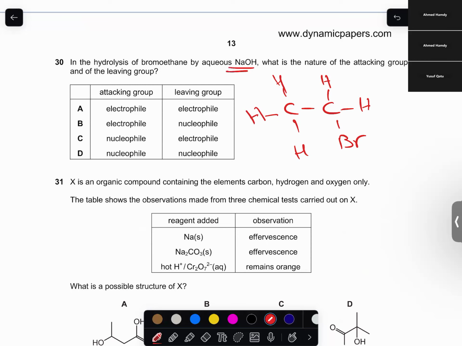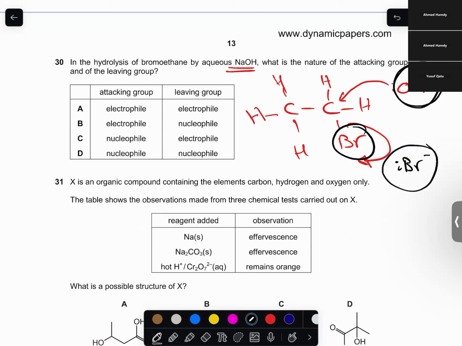Bromo by aqueous NaOH. Aqueous NaOH introduces OH to the group, so it will attack this one, and this one will be eliminated. What is the nature of the attacking group and the leaving group? The attacking group here is OH, and the leaving group here is Br negative. The attacking group is not an electrophile, of course. The attacking group should be a nucleophile, and the leaving group also a nucleophile. This one nucleophile and this one nucleophile, so the answer is D.